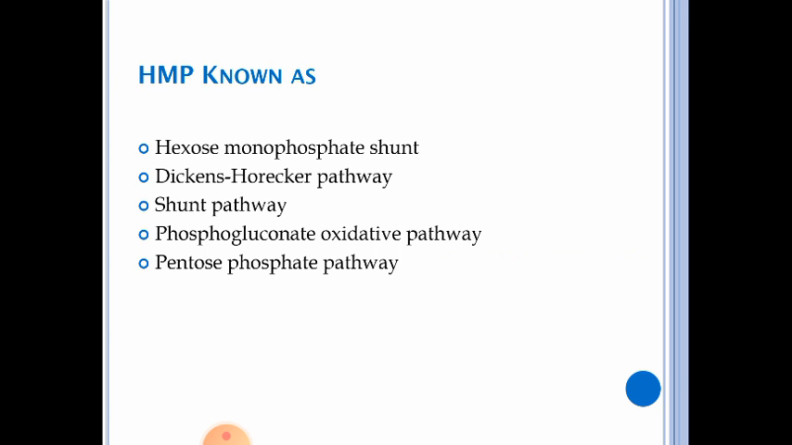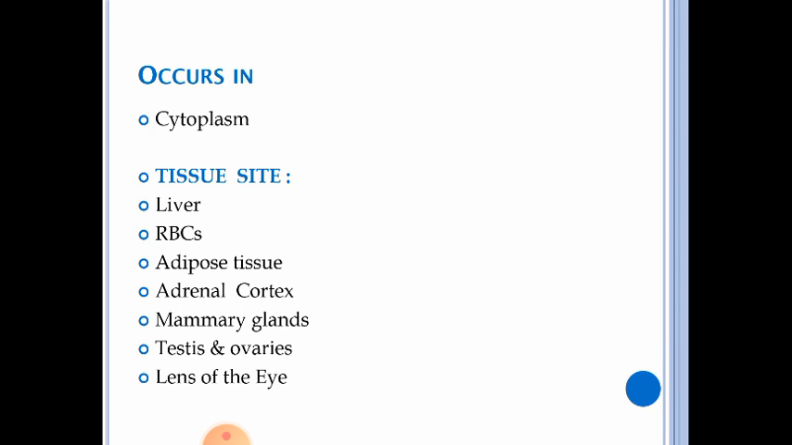Okay. So let's see the other names of HMP. HMP is also known as hexose monophosphate shunt, then Dickens-Horecker pathway, shunt pathway, phosphogluconate oxidative pathway and pentose phosphate pathway. These are the other names of this pathway. Usually known names would be hexose monophosphate shunt pathway, HMP pathway, and pentose phosphate pathway. And next let's see where it is occurring. It is occurring in the cytoplasm of the cell.